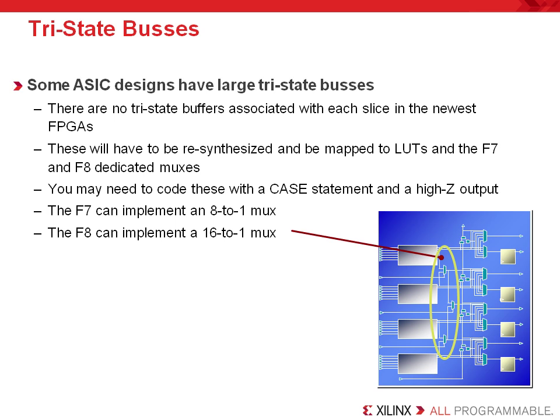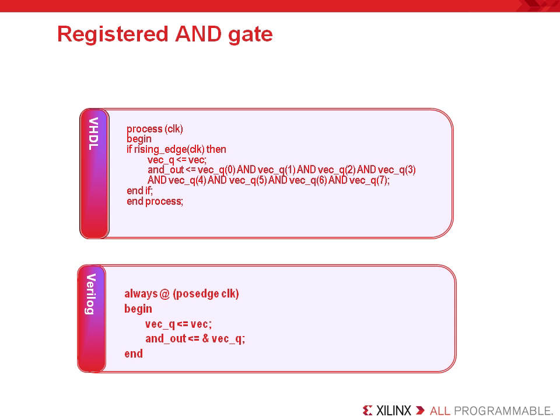Now, we want to review some of the key points. Now, let's take a simple register-to-register circuit and evaluate its performance. So we're taking the simple circuit, the 8-input AND gate, and registering both the inputs and the outputs, as shown here in VHDL and in Verilog. And then we're resynthesizing and re-implementing the circuit.